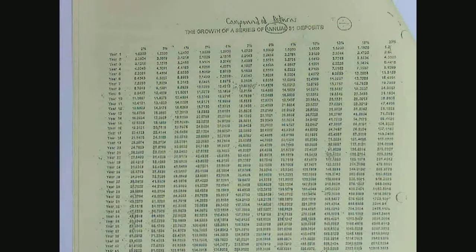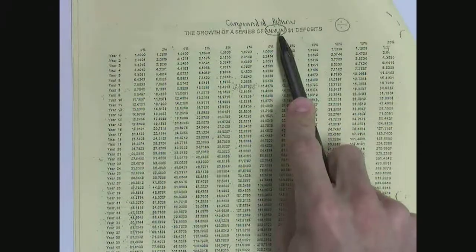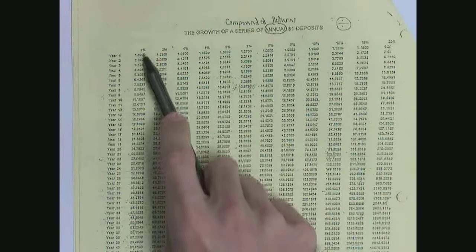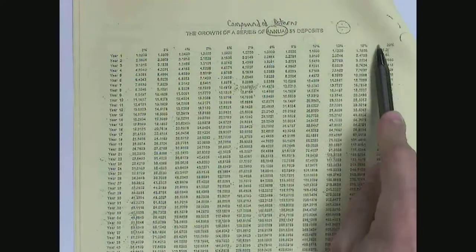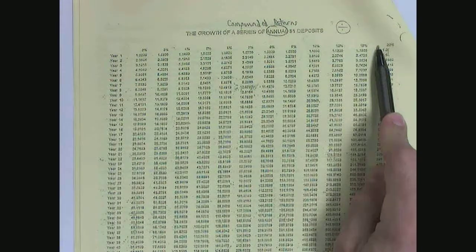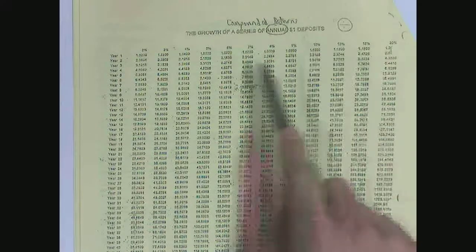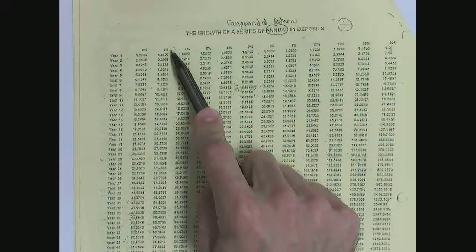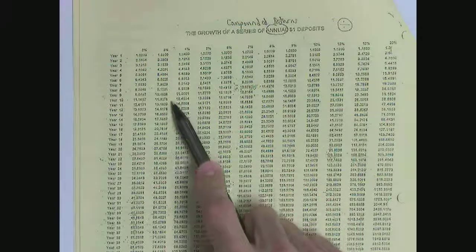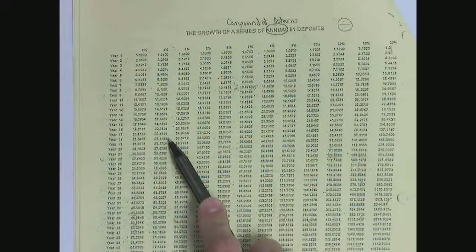Okay, now I will explain how to use the compounded returns chart. This is the annual chart. Now, I might use any one of these columns. In the previous video about the inflation chart, I was only using 3%, and I was going to multiply by whatever number in the 3% column that I needed.